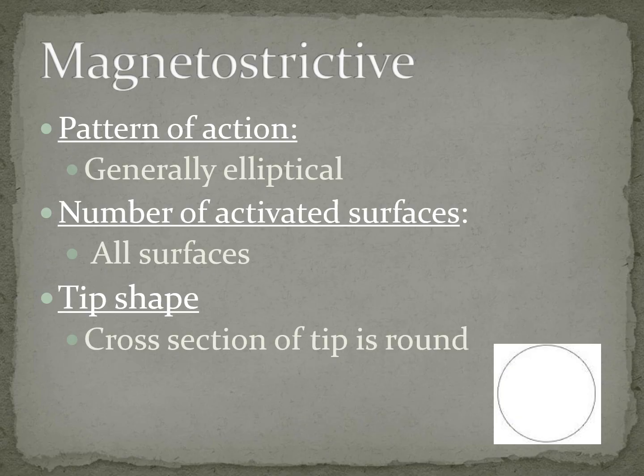So what is the pattern of action? Generally, the pattern is going to be elliptical. What's nice about our magnetostrictives is the number of activated surfaces is all of them. So the entire thing is active. So as long as some part of that touches calculus, it should start to break it up or shatter it. The tip shape in general, the cross-section of the tip, is going to be round.